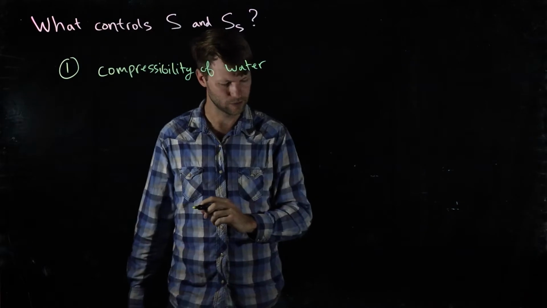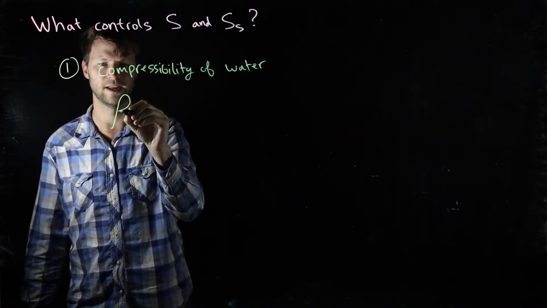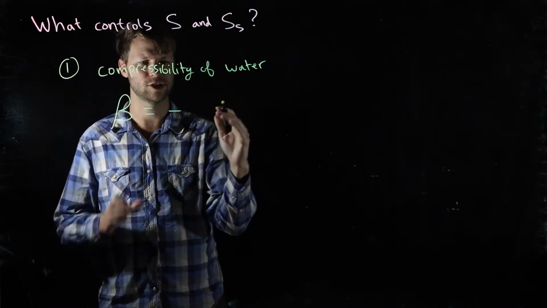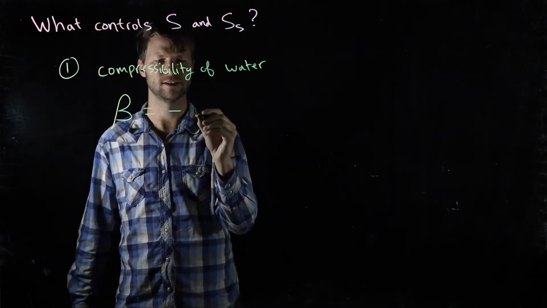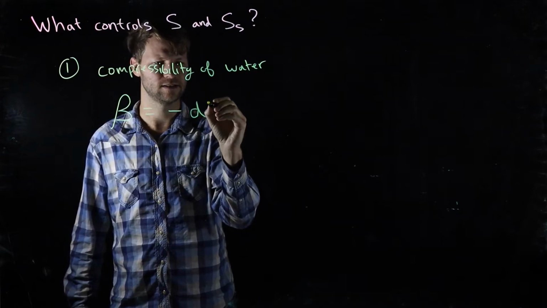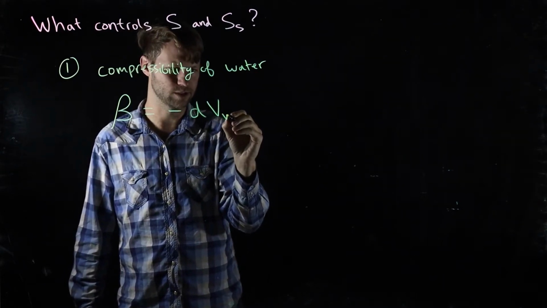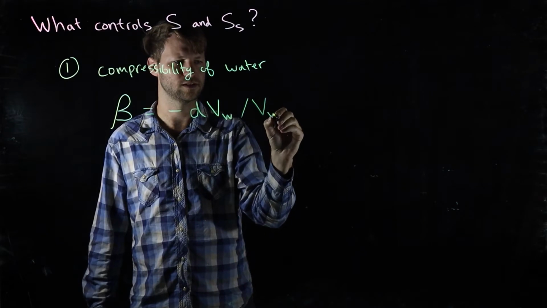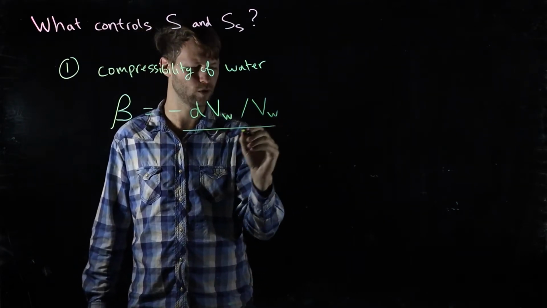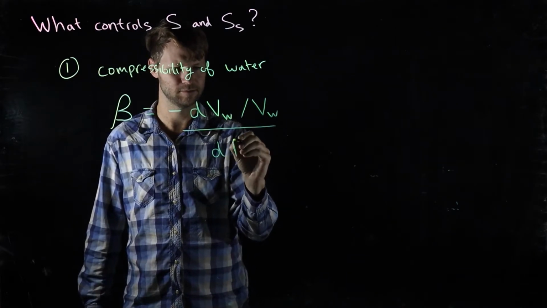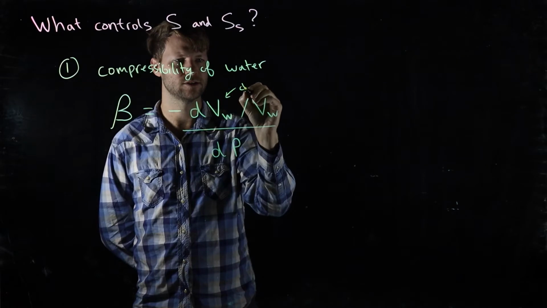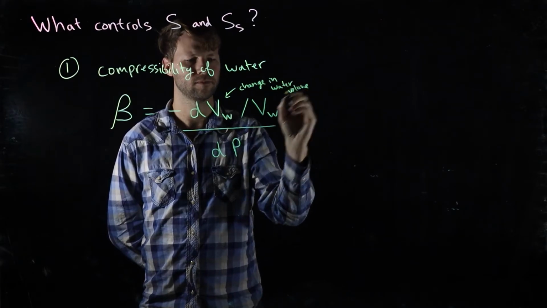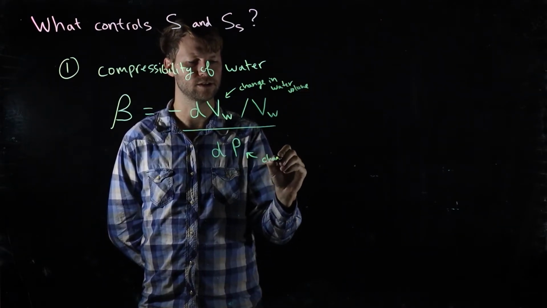And the compressibility of water we're going to define with this term, beta. And we're going to define it as the following. It's going to be the change in the volume of water for a change in pressure. So we'll have dV, and I'll use the subscript W to denote that this is the volume of water, per the starting volume for a change in pressure, dP. So this is the change in water volume, and this is the change in pressure.